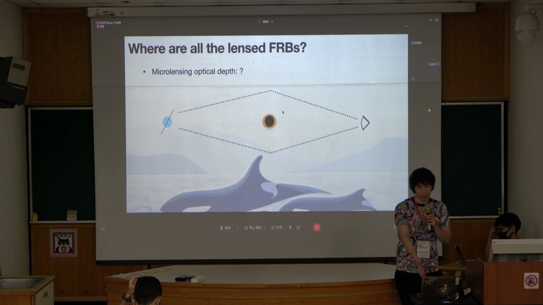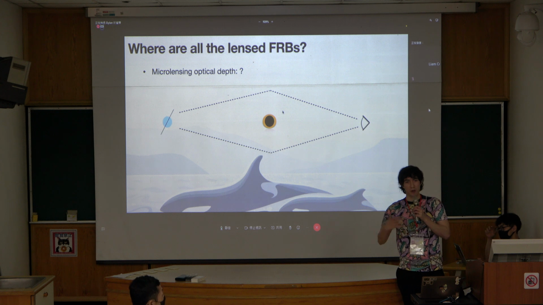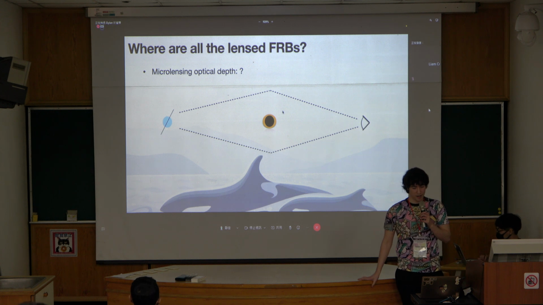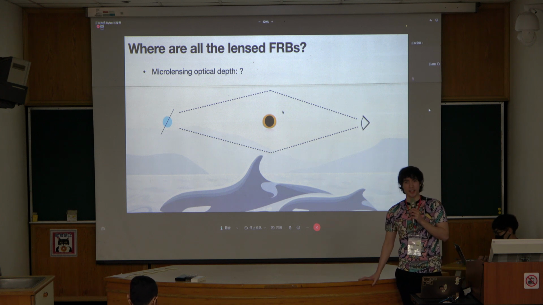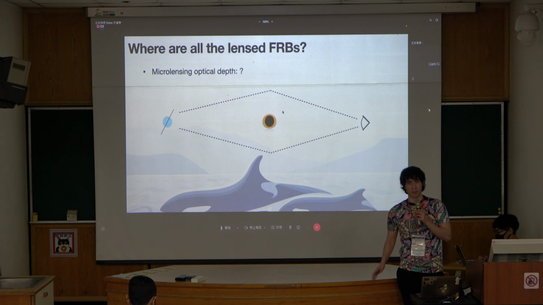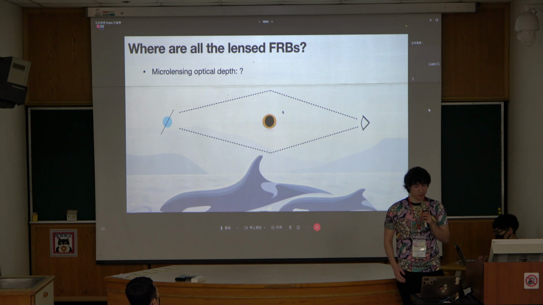For example, you may want to use this to probe how many micro-lenses there are, probing dark matter and such. And so, of course, understanding the systematic effects of when and why you may miss a lensing event will be very important for using this to constrain dark matter.